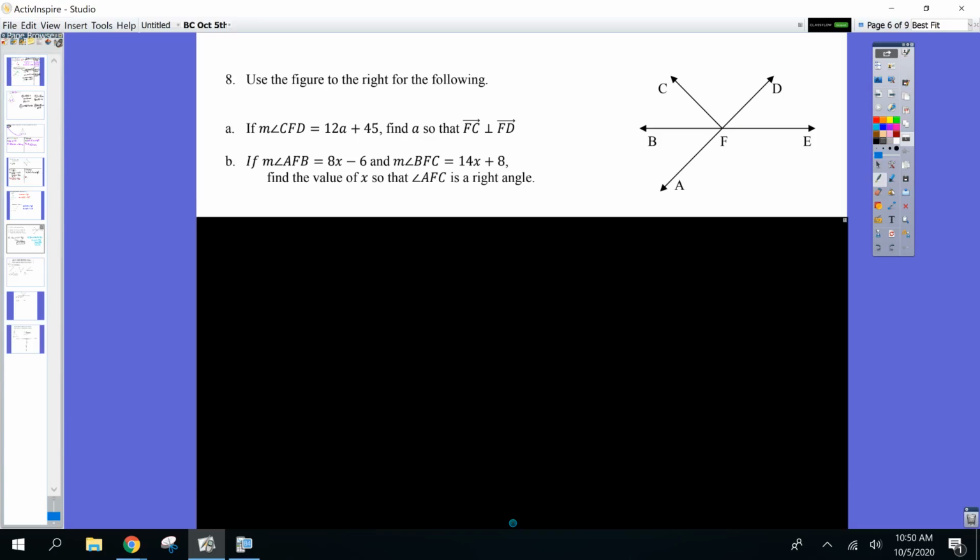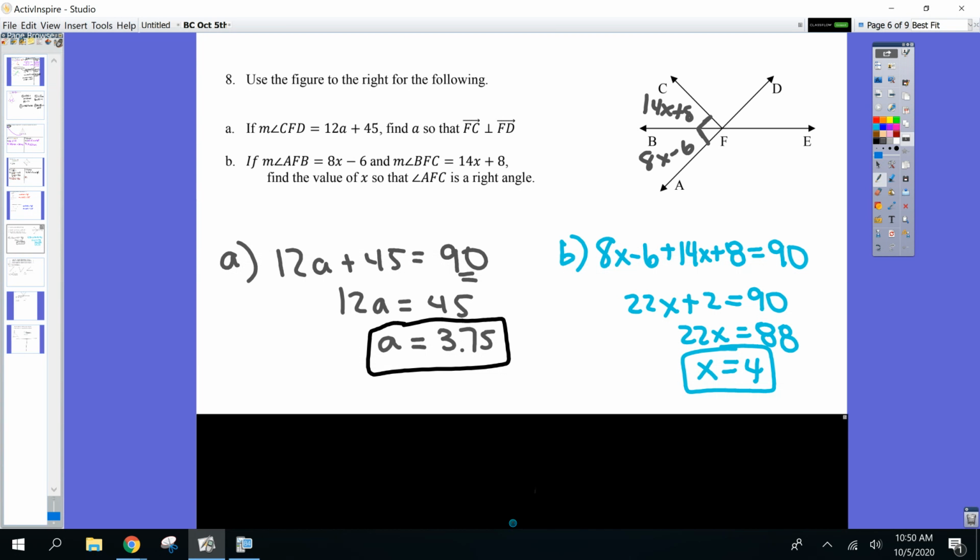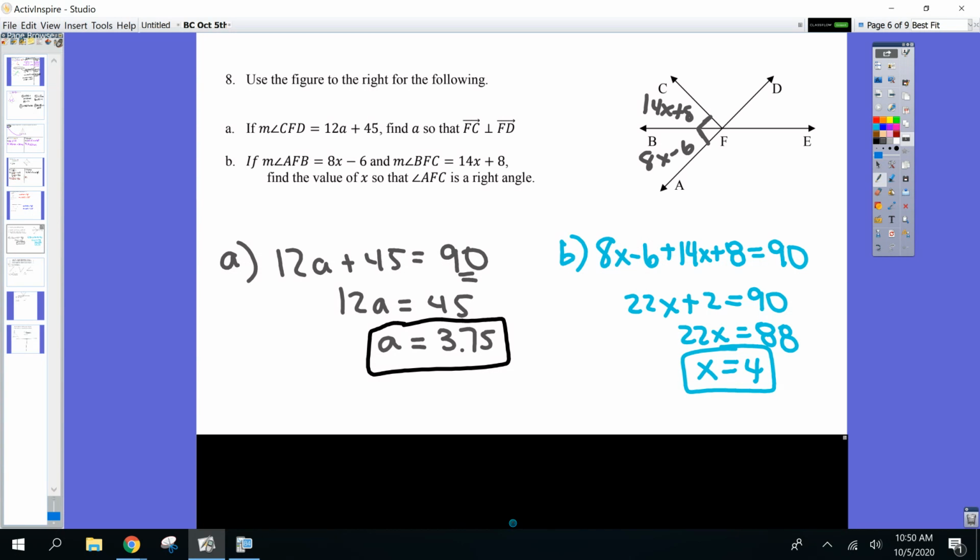Here you go. AFB is 8x minus 6. BFC is 14x plus 8. I want to make sure this forms a right angle, so add them up and set them equal to 90. Do you have to explain your answer for this one? No, it was just for 6 and 7 that I wanted an explanation.